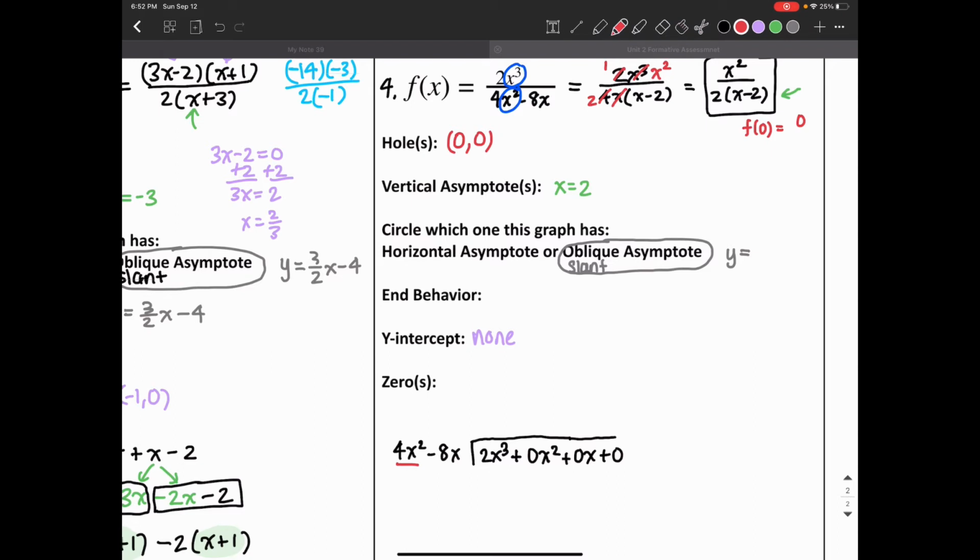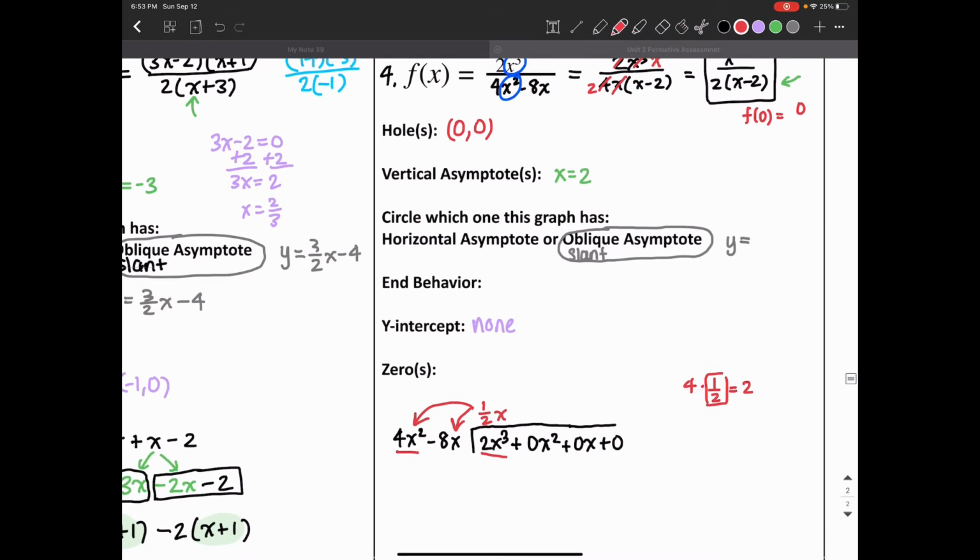So I'm asking myself, what do I have to multiply 4x squared by to get 2x cubed? I know that I need an x, and I know that 4 times 1/2 gives me 2, so I need to multiply by 1/2 as well. So 1/2 x. I need to distribute that 1/2 x to the 4x squared and to the minus 8x. 1/2 x times 4x squared gives me 2x cubed. And then 1/2 x times negative 8x is negative 4x, since negative 8 times 1/2 is negative 4, and x times x is x squared.